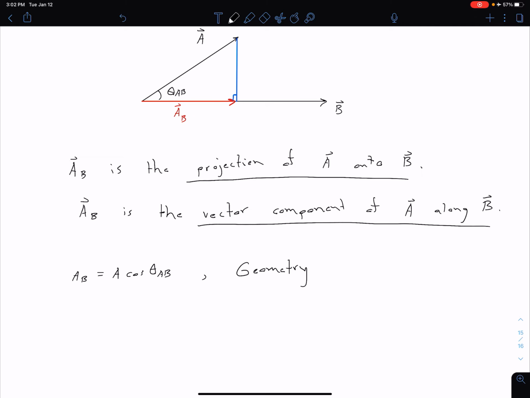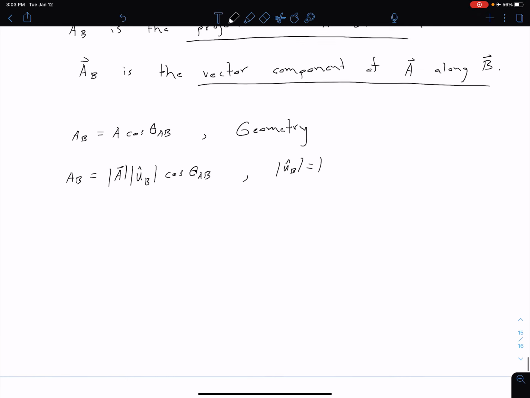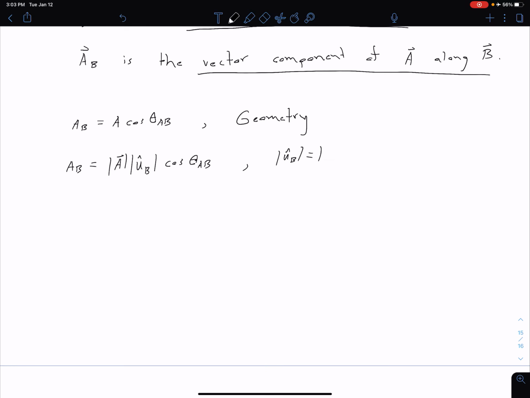Let's try to tie this back to some of the multiplication operations that we talked about before. We could slightly rewrite this and say A sub B is equal to the magnitude of A, which is all we have right here, multiplied by the magnitude of U sub B, our unit vector in the B direction. That's true because our unit vector magnitude is always going to be 1 by definition. And then we still have our cosine of theta AB. This looks really familiar to one of our previous definitions for the dot product. So we can say that A sub B is defined as A dot the unit vector in the B direction.